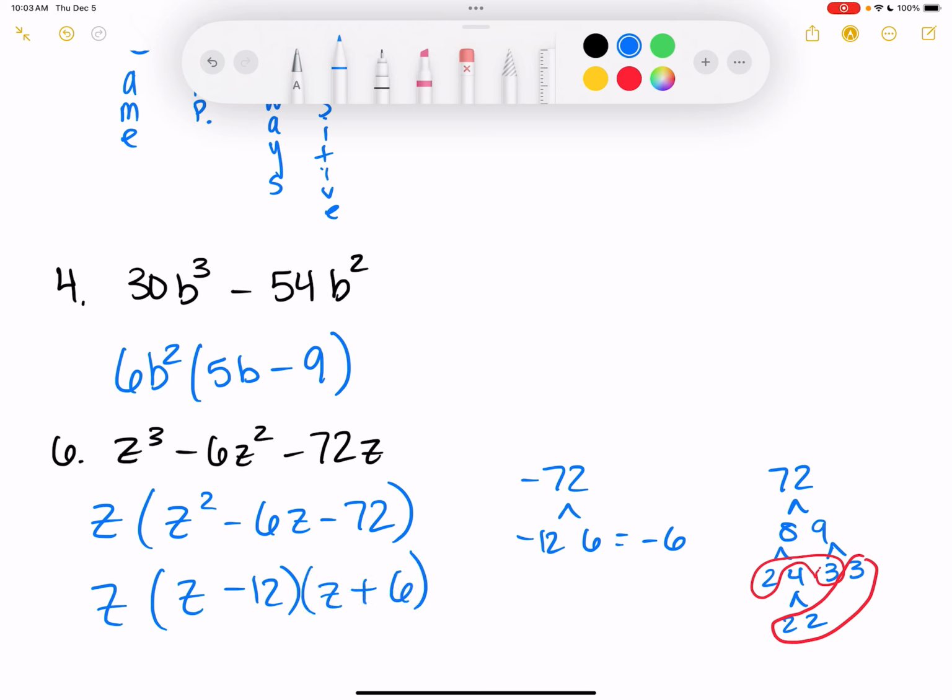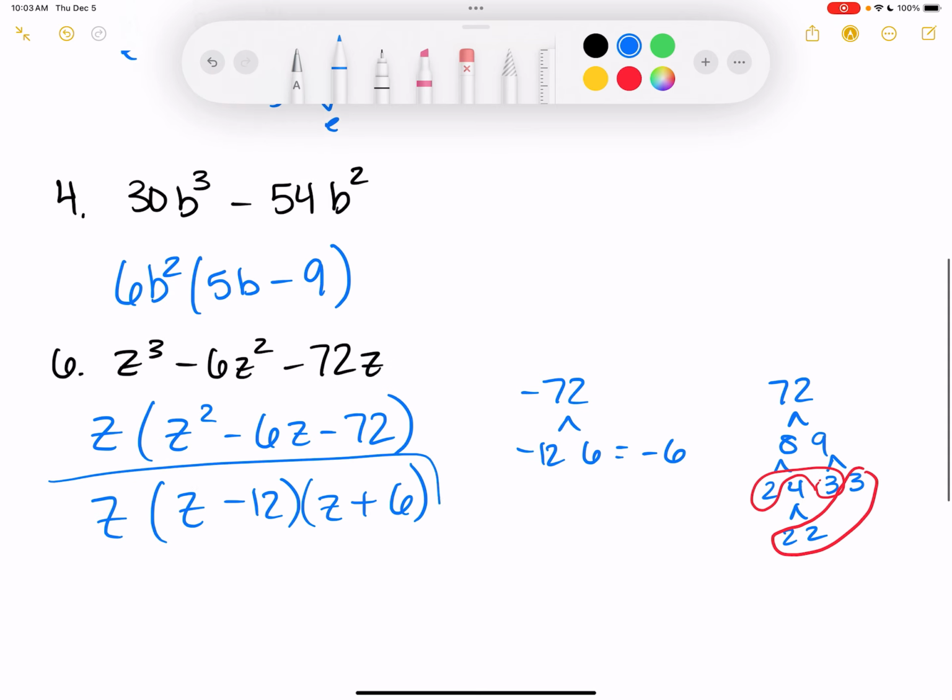Remember, we can do this because there's no number in front of z squared. If there was a number in front of z squared, we would need to rewrite the whole thing and then do factor by grouping. So this would be it factored right here.